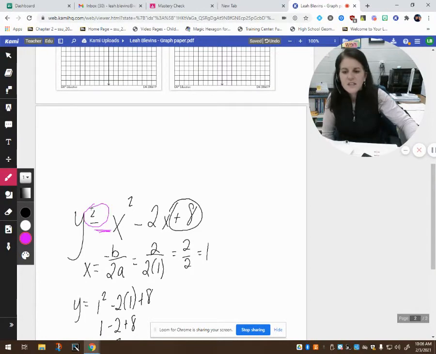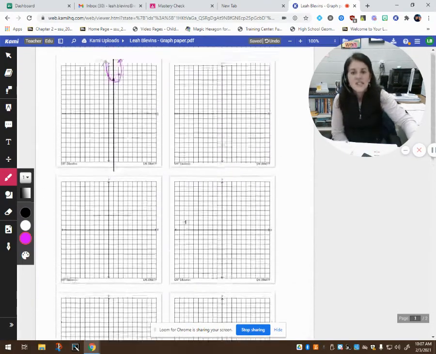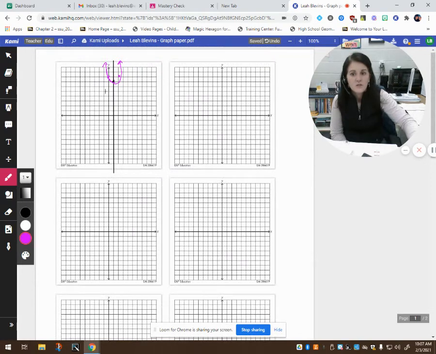Okay, now I've got to look at this. I already drew my line on my parabola, but I have to decide, should it be a dashed line or a solid line? That means, do I want to include the points on this parabola or not include them? Well, it says I want the y values less than or equal to x squared minus 2x plus 8. So since it's equal to, we're including the points on the line.